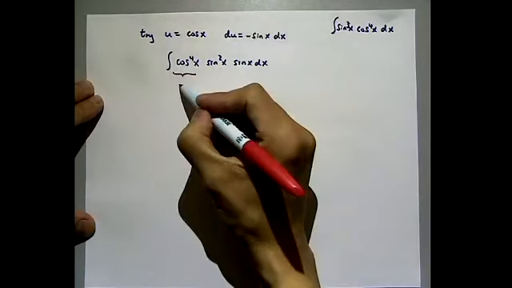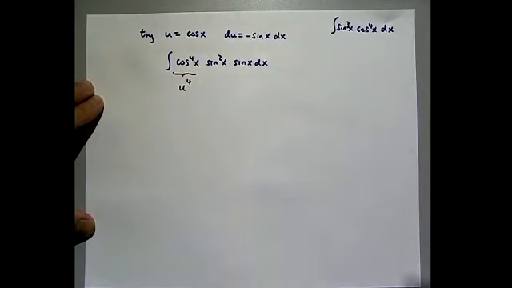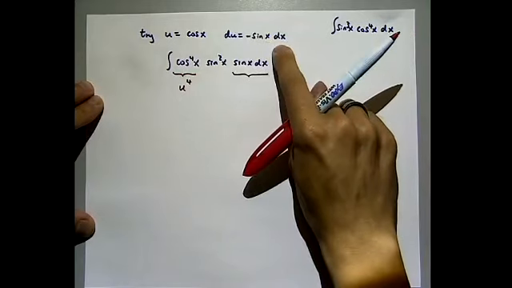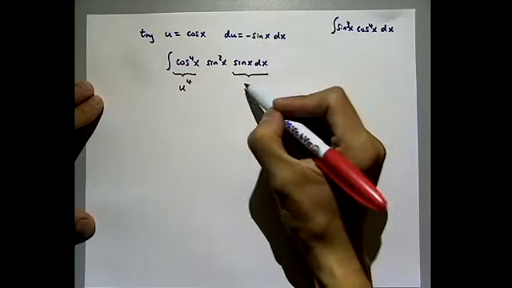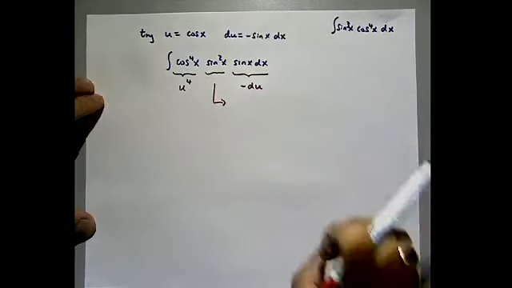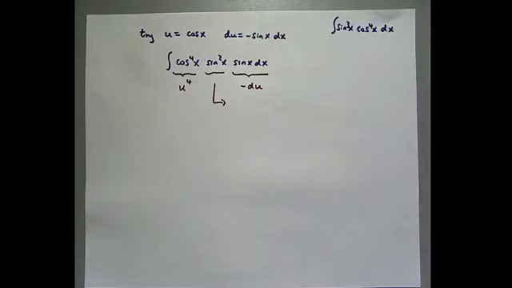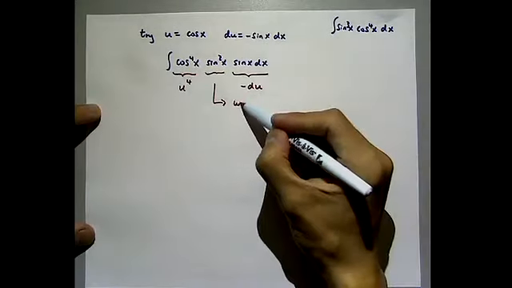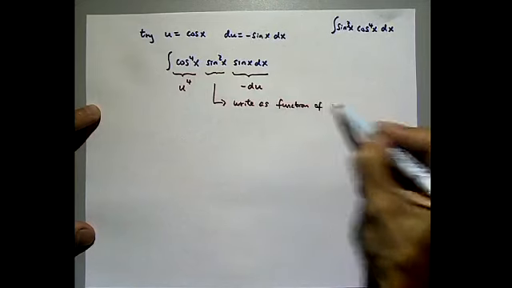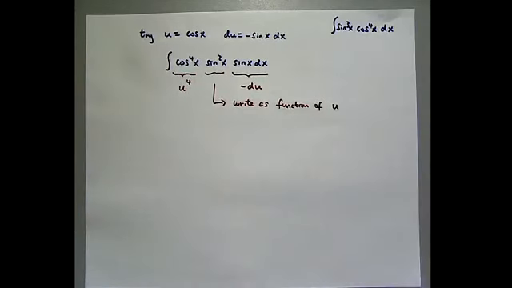So then again, this is u to the 4th, right? This guy here, negative sine of x dx is du. I have sine of x, so I have minus du. Now the middle guy here, same goal as before. Somehow we want to write it as something to do with u. I want my entire integral to be in terms of u.